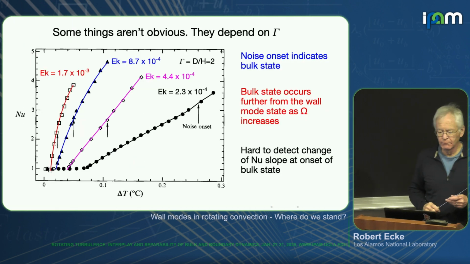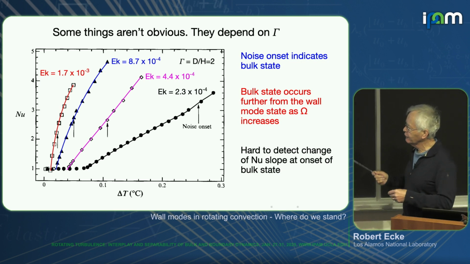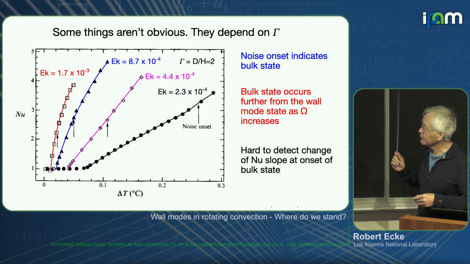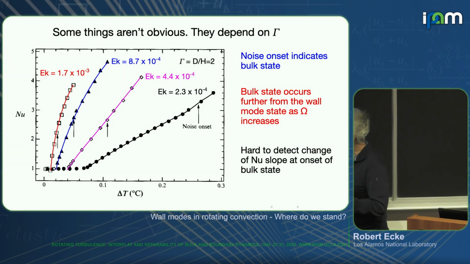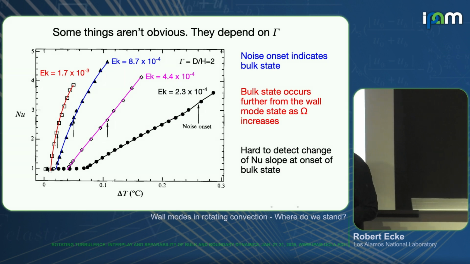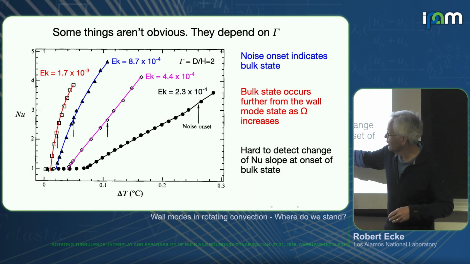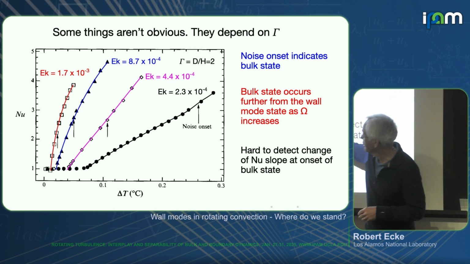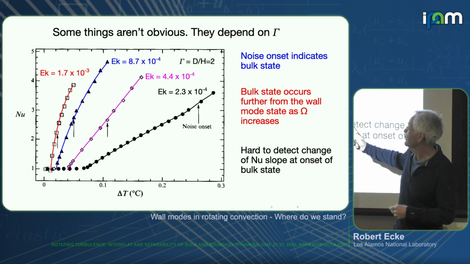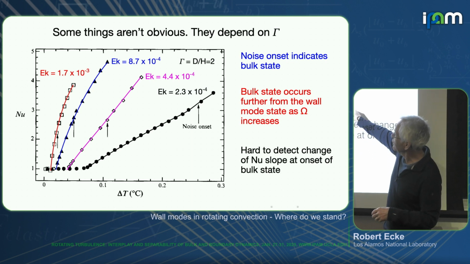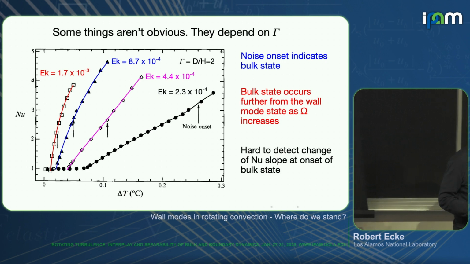Okay. Now, when you look at this particular aspect ratio, which is aspect ratio 2, one of the things you see is that it's very hard to distinguish where the bulk state comes in. Turns out that the slope of the wall mode state at these particular conditions is very close to the slope of the bulk state. It's very hard to see the difference between the two.